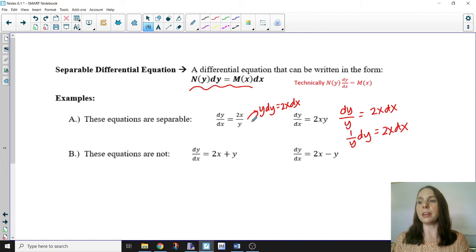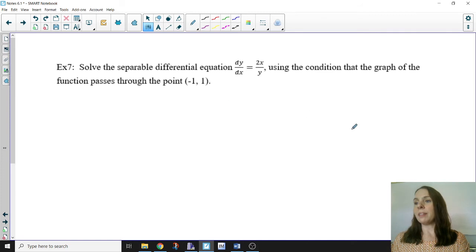Okay, the key thing here is when your x's and y's are being multiplied or divided, it is separable. If they're being added or subtracted, it's not. If they are separable, then you can solve them using the same process that we discussed at the beginning of this set of notes. Take a look at example 7 with me.